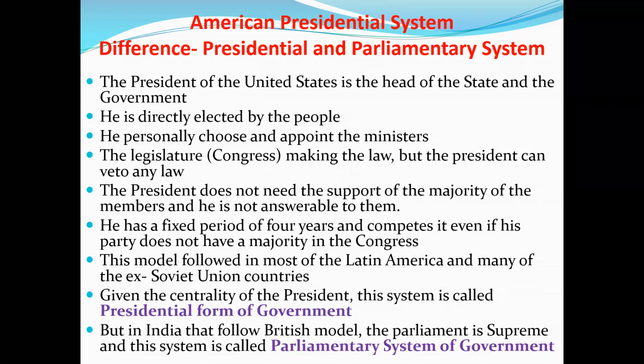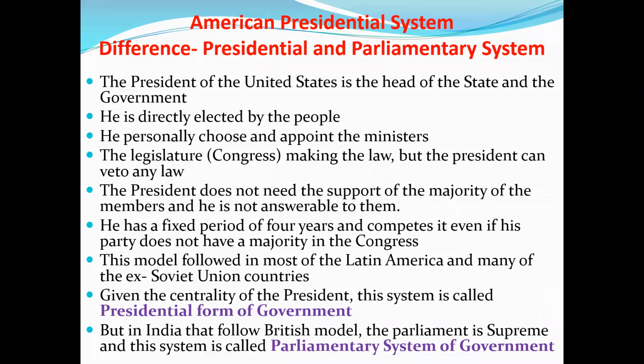The legislature makes the law. In America, Congress makes the different laws. Congress means the legislative body, but the president can veto any law. The final authority is in the hand of the president, who can stop a law according to his veto power. The president does not need the support of the majority of the members and he is not answerable to them. In America, the president is not answerable to the members of the legislature, Congress.